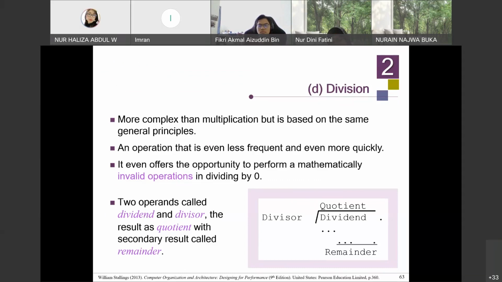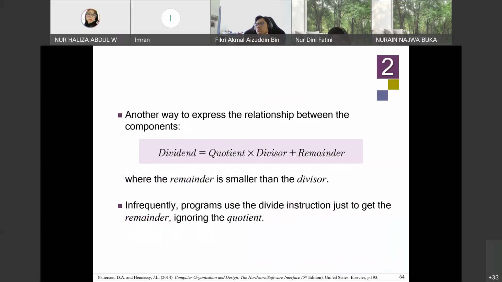Now we go to division. For division, you read the description, because I think the description is not too hard to understand. The most important thing is the flow, just now, after this.